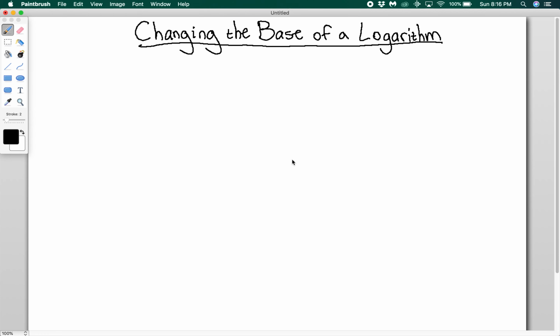We're going to be talking about how to use logs that have bases other than 10. So far, we've only really worked in log base 10. Let's say I want to take some log base a of some number b. How can I do that? The way we're going to do it is change log base a into log base 10 so that your calculator is able to evaluate it.